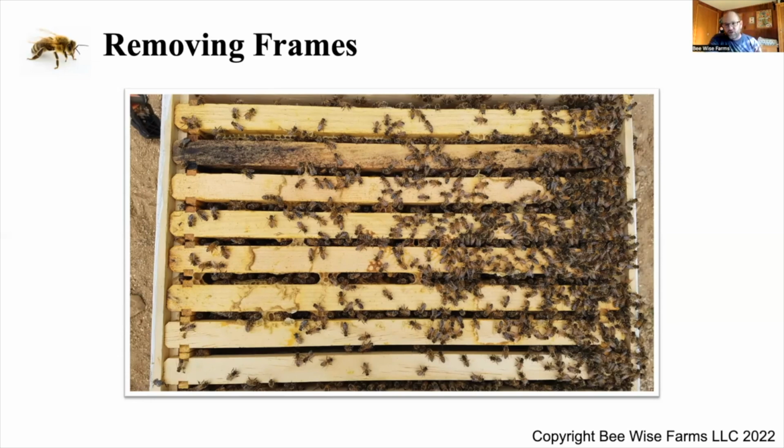So when we get to the brood chamber, how do we remove our frames? Well, let's recall what's in the brood chamber. The middle of the brood chamber is your brood, your eggs, your larvae, and your pupa, and that is typically where you're going to find your queen as well.